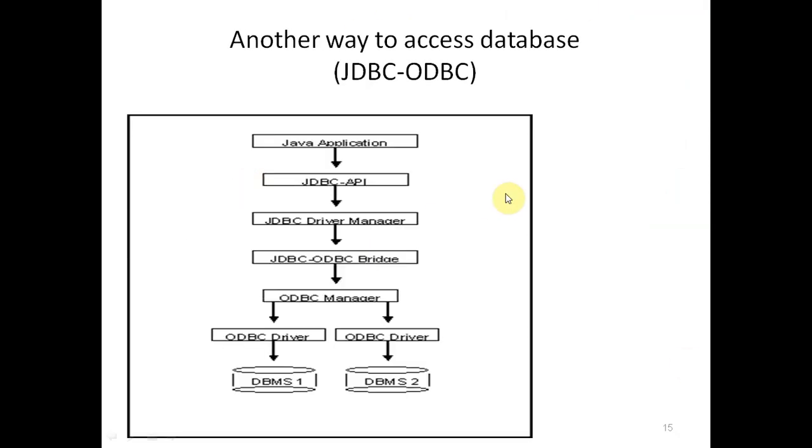So basically this is the flowchart of database connectivity. We have different databases, DBMS1 and DBMS2. We use the ODBC driver, and through the ODBC driver manager we are connected, and there is a JDBC-ODBC bridge between the JDBC driver manager and the ODBC manager. On the top layer we have the Java application, and in the second layer we have the JDBC API. So this is the chart of JDBC-ODBC access for connectivity in an Access database.